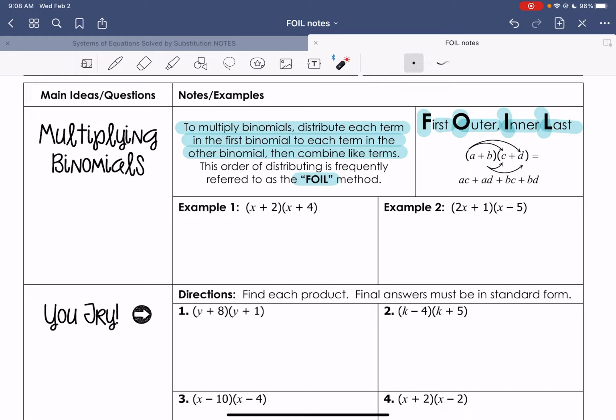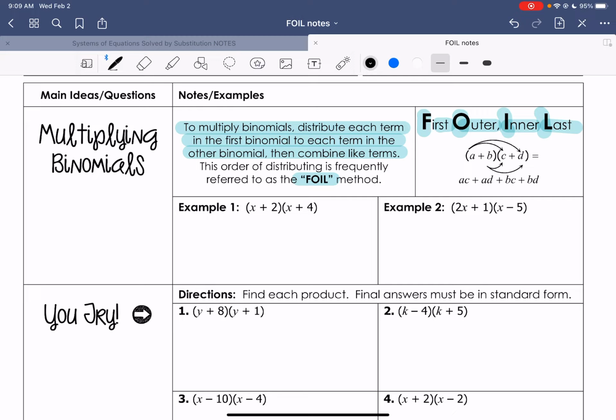So we see this A here, this is being distributed to the C, and that's where we get A times C. But then we also need to multiply this A times the D in the next one. So there's where we get the AD. Then we go to the inside, the inner, right? Inner is B times C, which is plus BC, and then last, B times D. So first, outer, inner, last. That's where the FOIL term comes in.